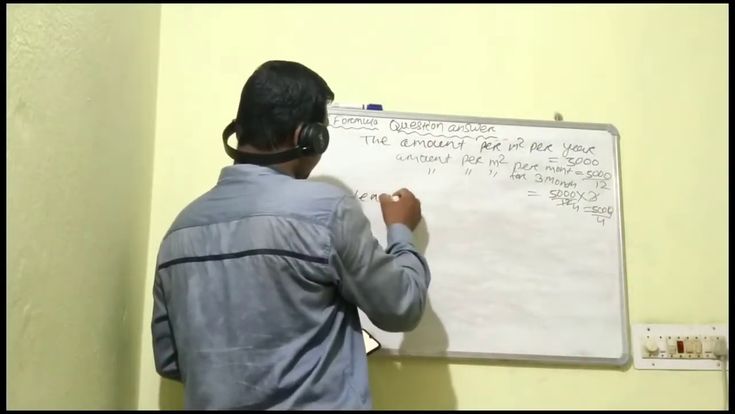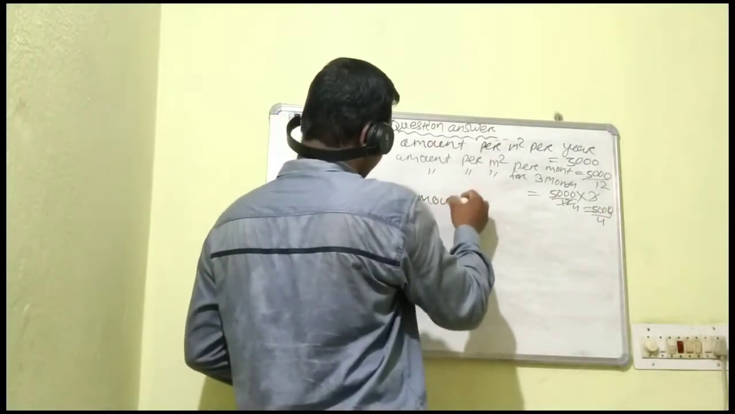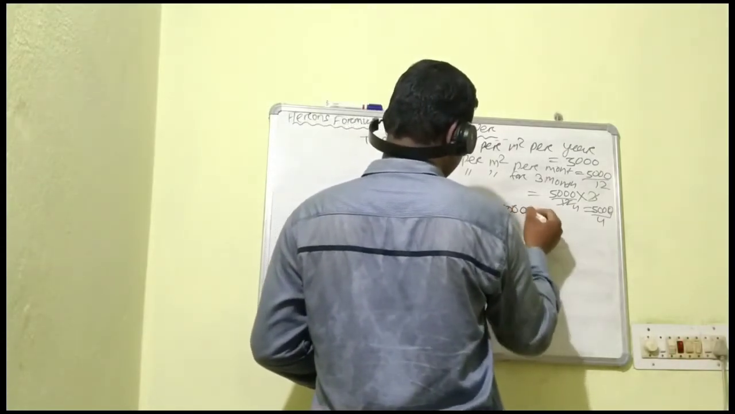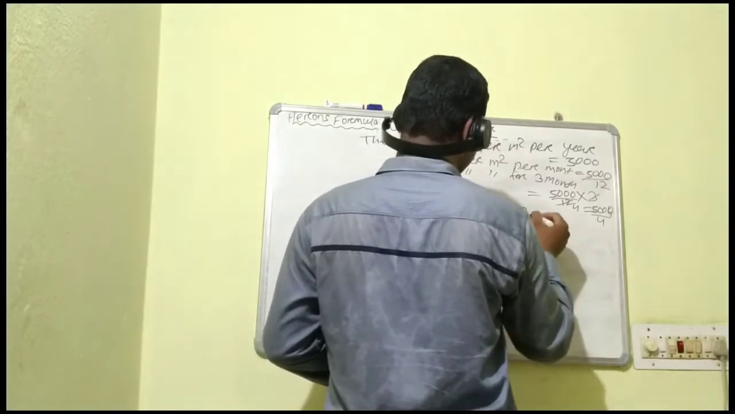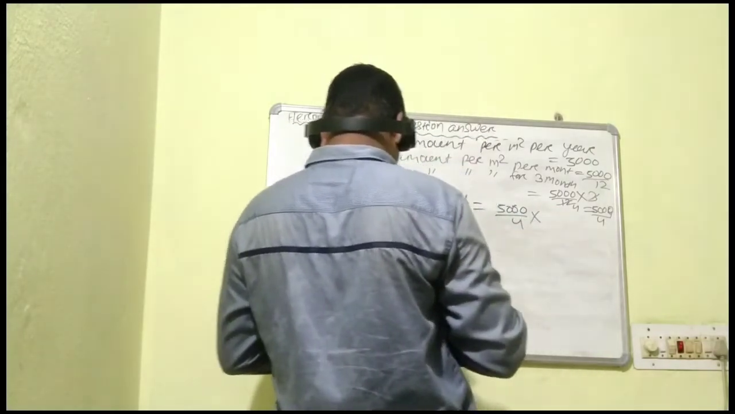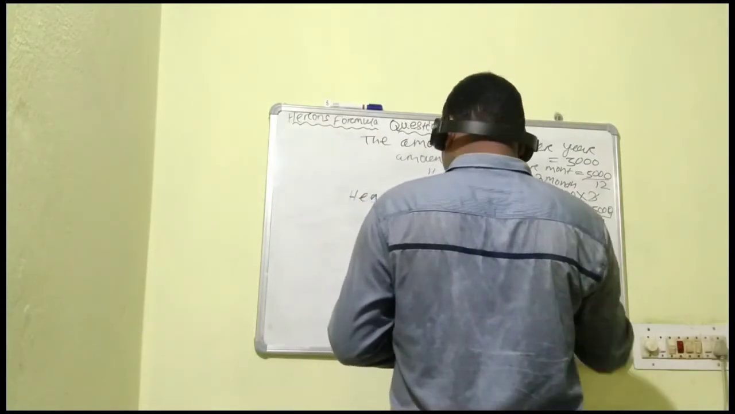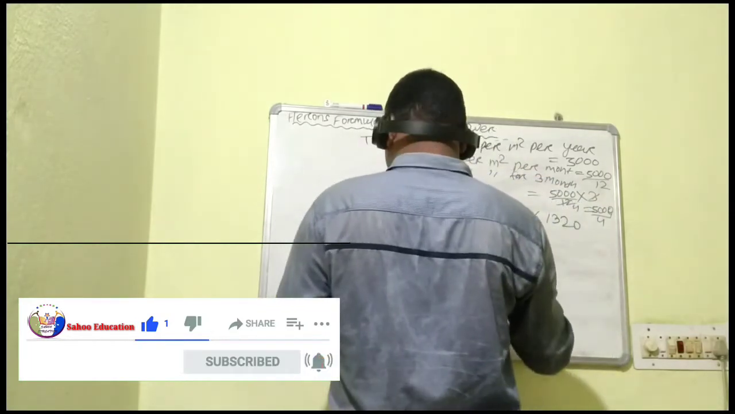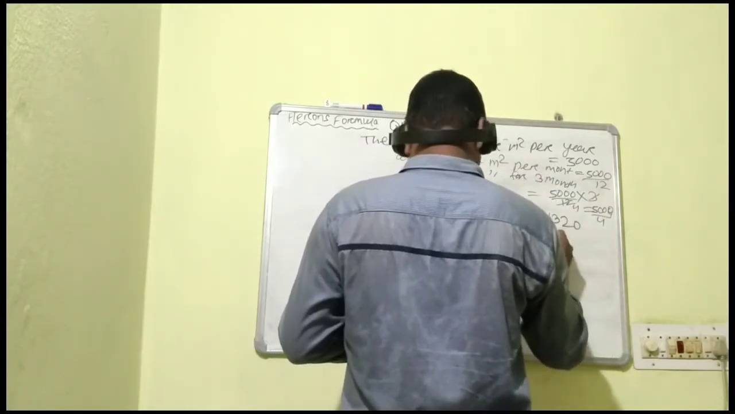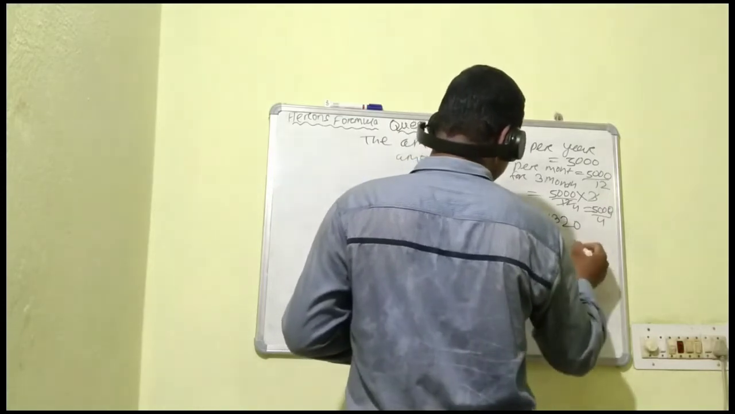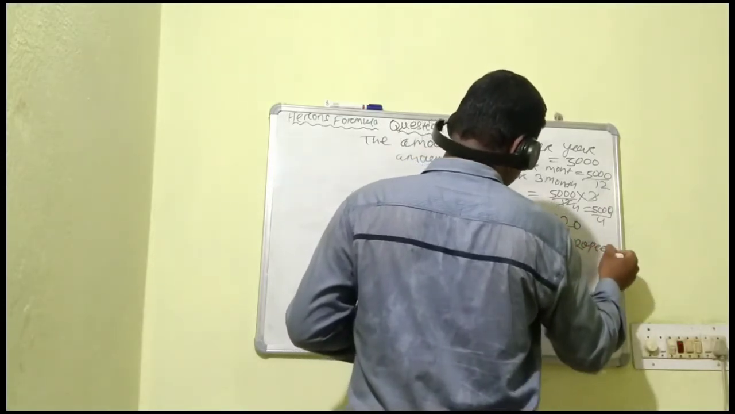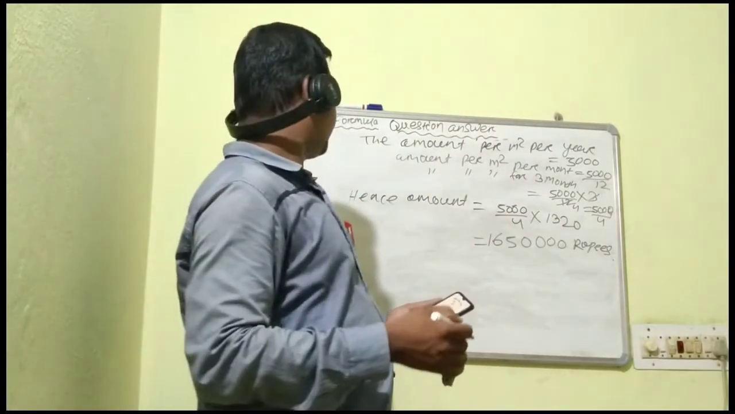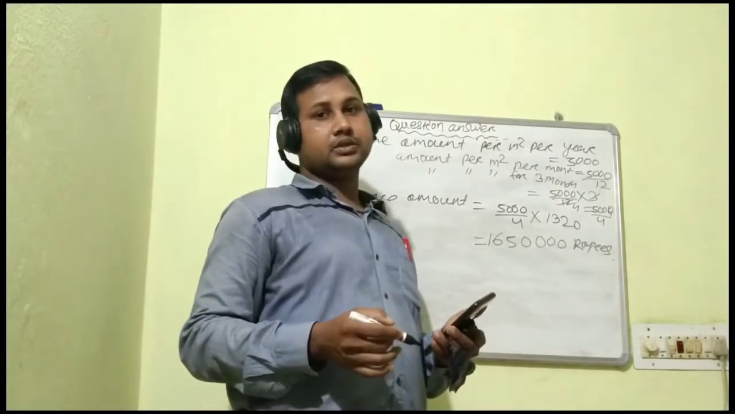Hence, the total amount equals 5000 by 4 into area, 1320, which is equal to 1650000 rupees. So this much amount has to be paid by the company for the poster.